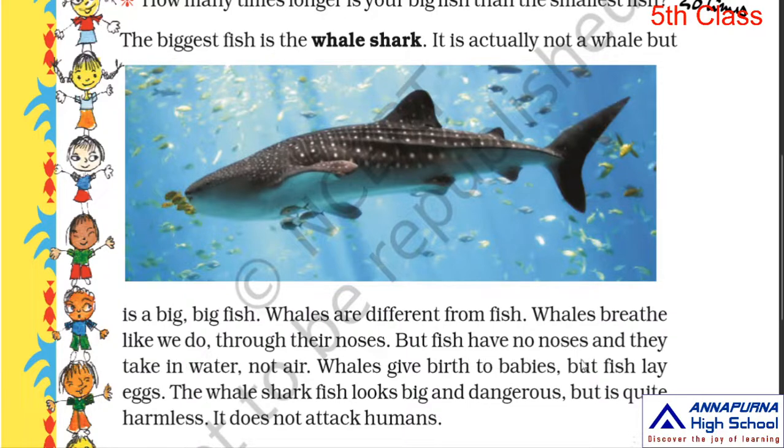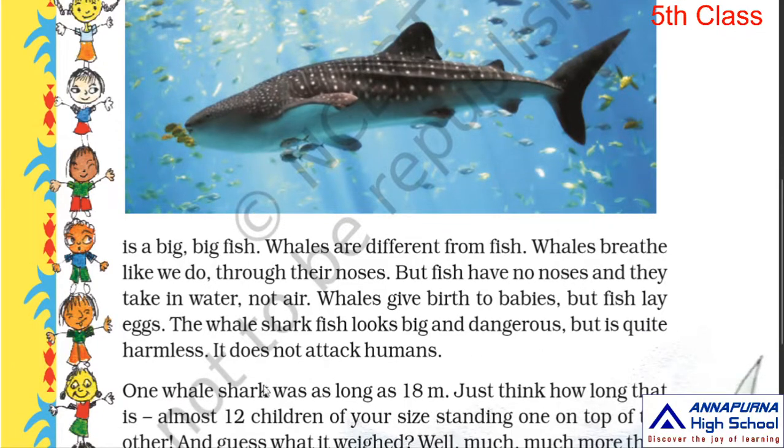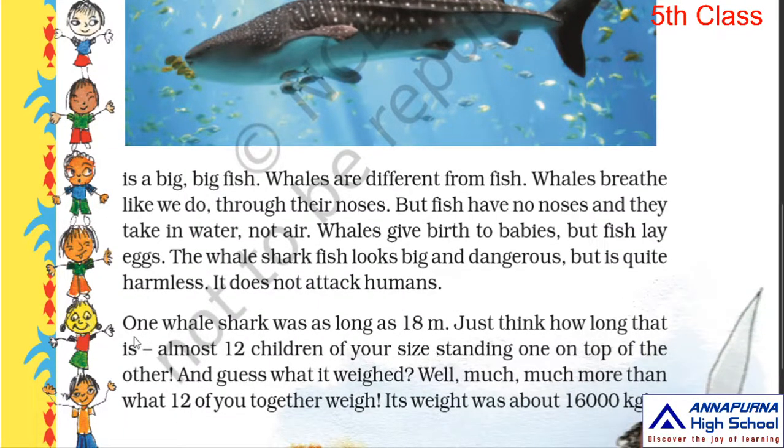But fish have no noses and they take in water, not air. Whales give birth to babies, but fish lay eggs. This is the main difference between whales and other fishes. Whales give birth directly to babies, whereas fish lay eggs. The whale shark looks big and dangerous, but is quite harmless. It does not attack humans. Let us come to the next one.